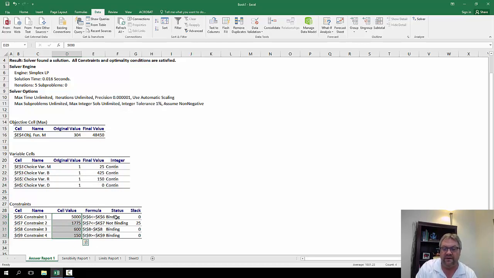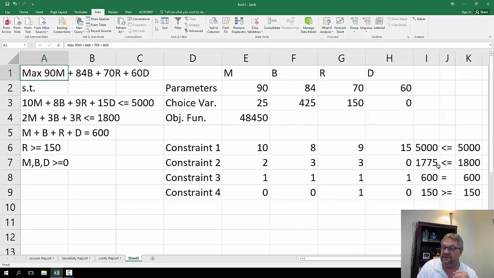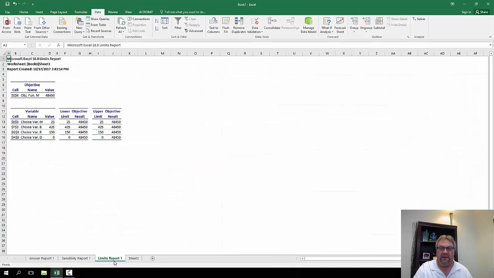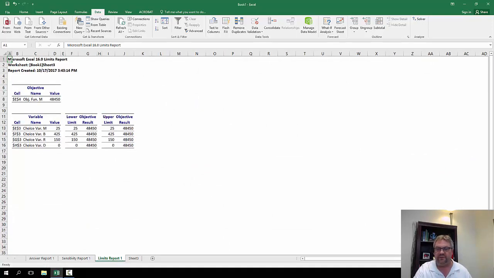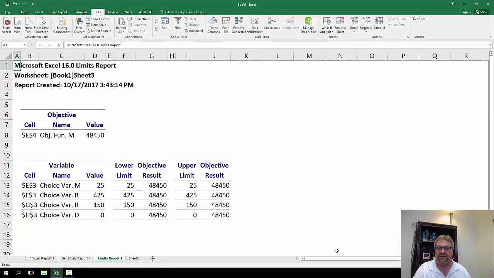Okay, and then here, same thing with all this. We've gone through all this. Constraint 2 is not binding, but the other 3 are, and you can see that here. 5,000 equals 5,000, 600 equals 600, and so on. Notice here that I used up 1,775 hours of the sales time, whereas I could have used up to 1,800. Okay, we got that. Limits report, I don't want to spend too much time on this. I think you guys get it.